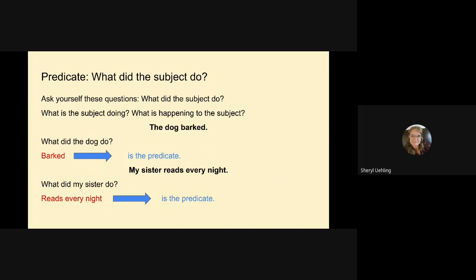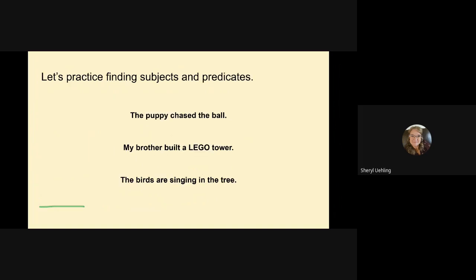Our sentence was, my sister reads every night. What did my sister do? Reads every night. Reads every night is the predicate. Now, if you're looking for the simple predicate or the simple verb, it would be reads. The entire thing is reads every night.